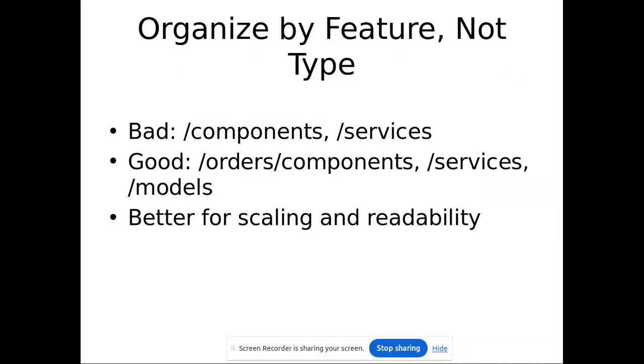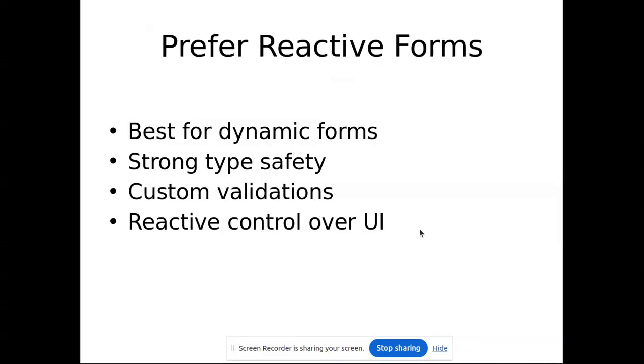Organized by feature, not type. Bad: that is components, then services. Good: if you create a folder like register, login, orders, in that we have components, then services, models. So this could be the good practice. Better for scaling and readability.